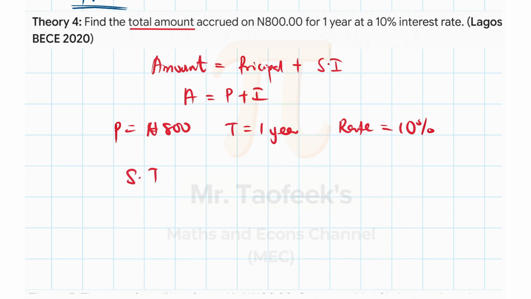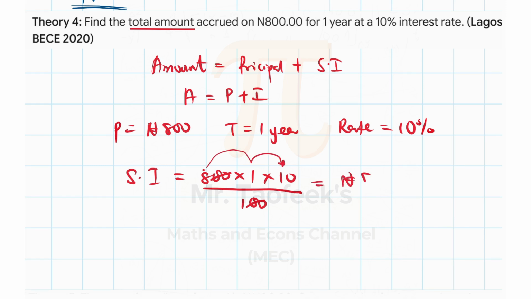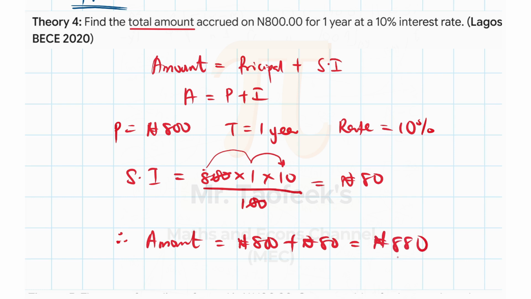So therefore, our simple interest is going to be principal times time times rate, all divided by 100. If this cancels out, we're just going to have 8 times 1 times 10, which is just going to be 80. So the simple interest is just going to be 80. So therefore, the amount will be the principal, which is 800 Naira, plus the interest, which is 80 Naira. And that gives us what? 880 Naira as the answer.